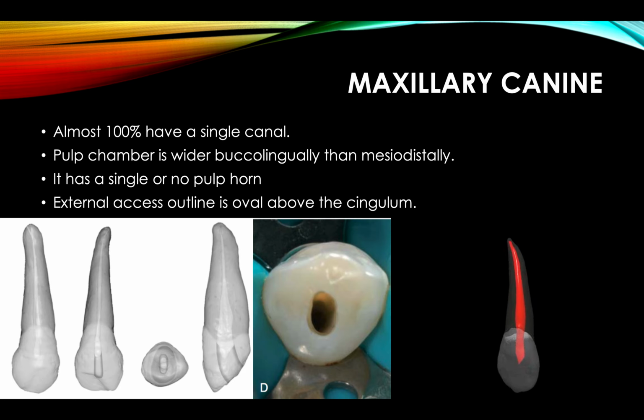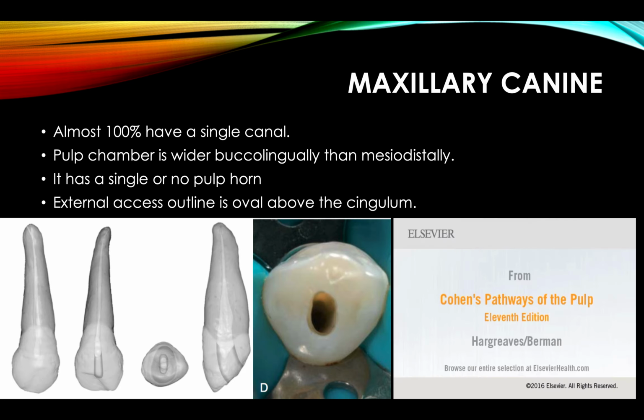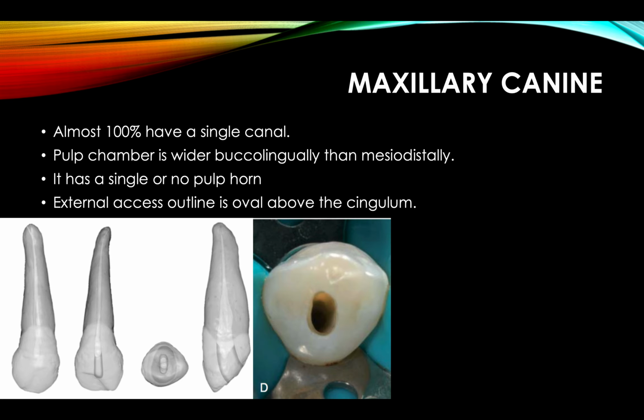It has a single or no pulp horn, and the access cavity will be oval in shape because it has no pulp horns. So we don't have to extend our access cavity mesially and distally. It will just be oval in a buccolingual direction.